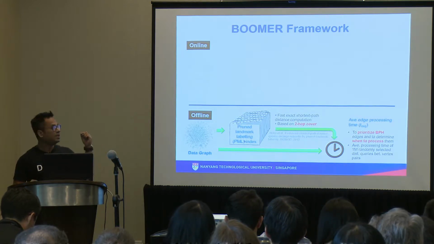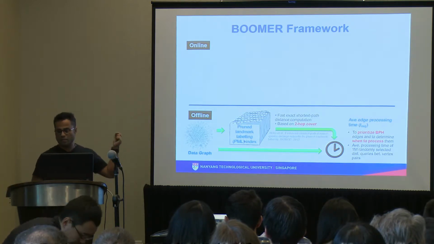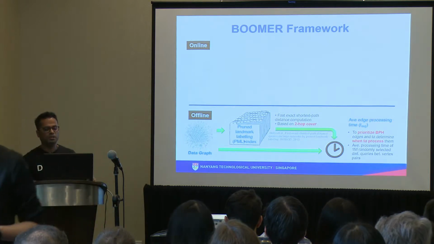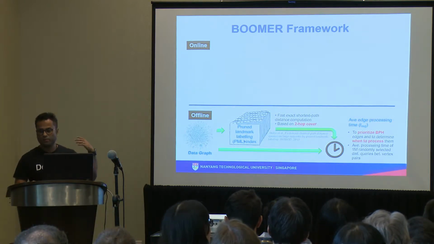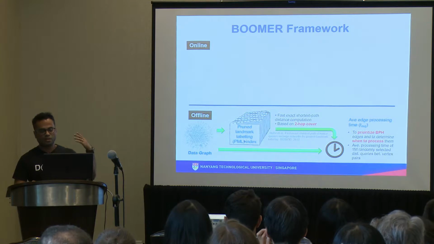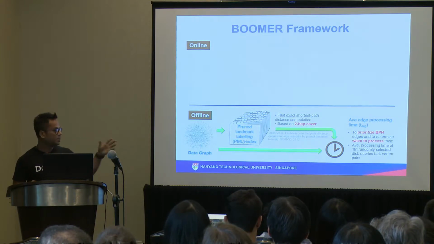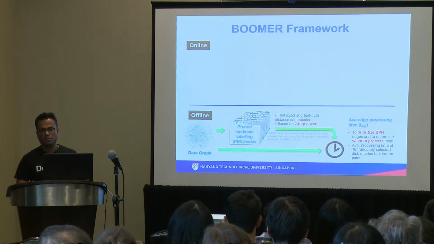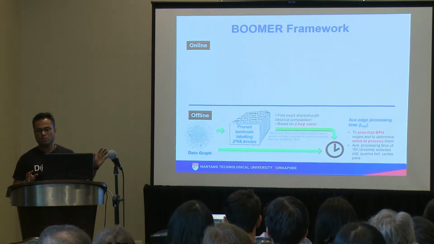Basically, we select 1 million random distance queries between vertex pairs on this network, execute them and take the average value of the execution time. So this is pre-processing done once for a particular data graph and can be done within minutes.